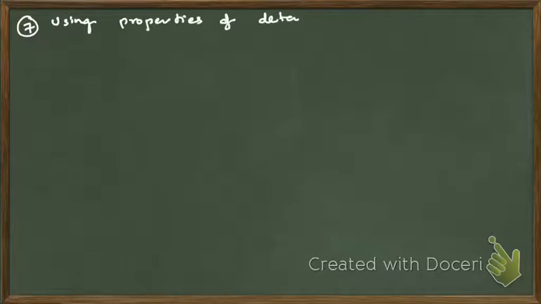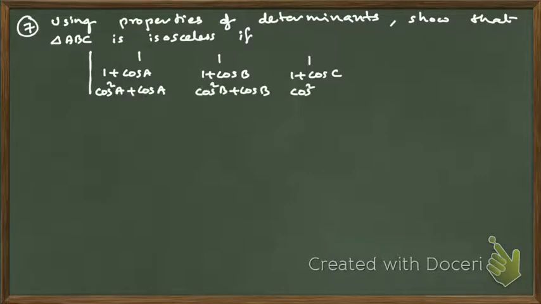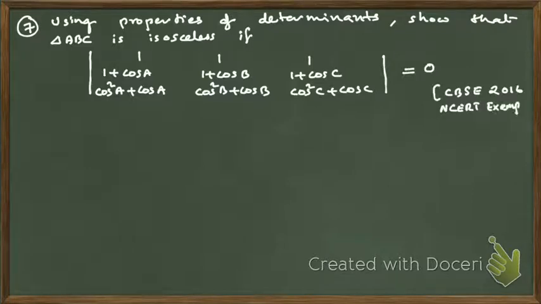Next question. Using properties of determinants, show that triangle ABC is isosceles if this given determinant is equal to 0. They give you this value of this determinant as 0. So this is from a past paper and it's also in the NCERT exemplar questions. Okay, so they said prove that triangle ABC is isosceles.